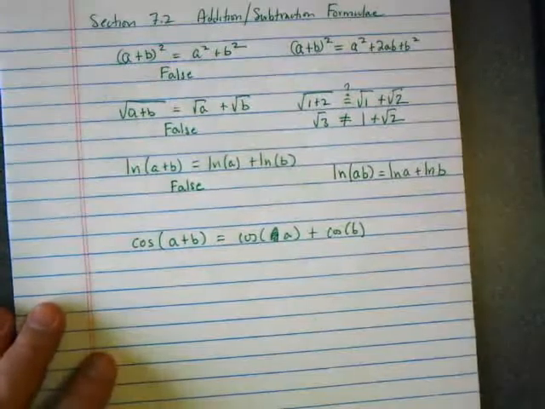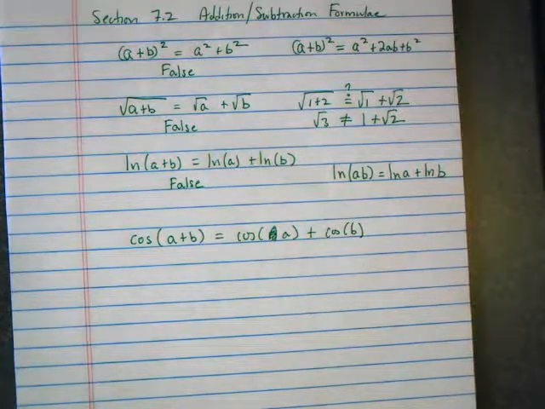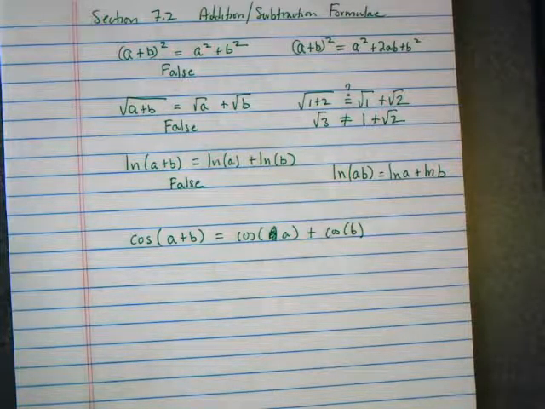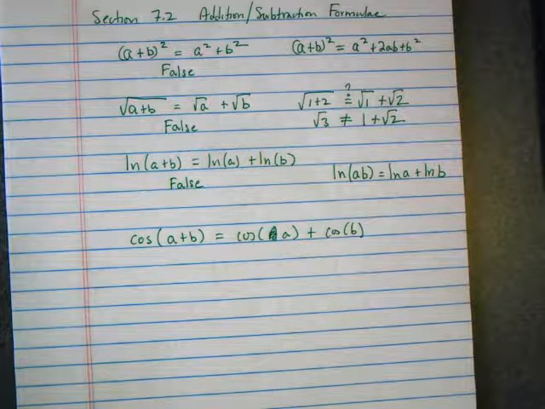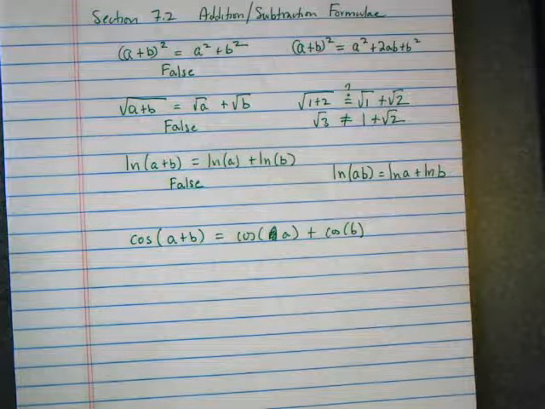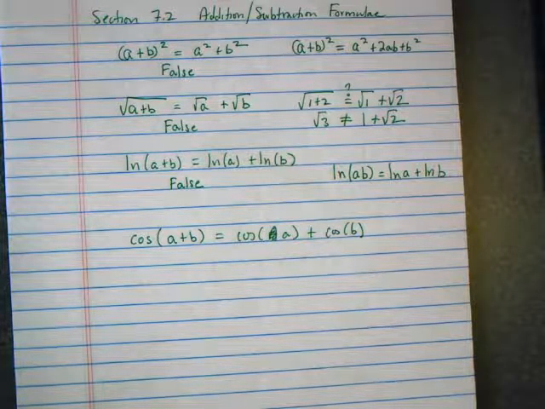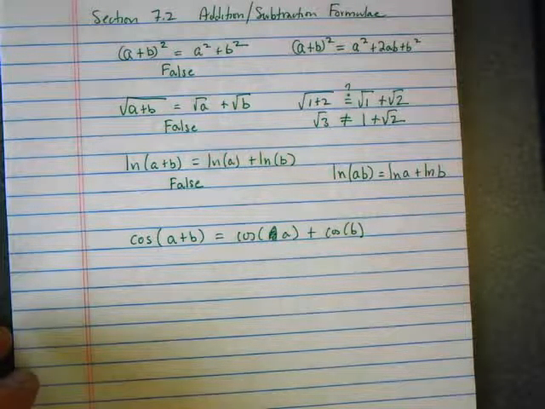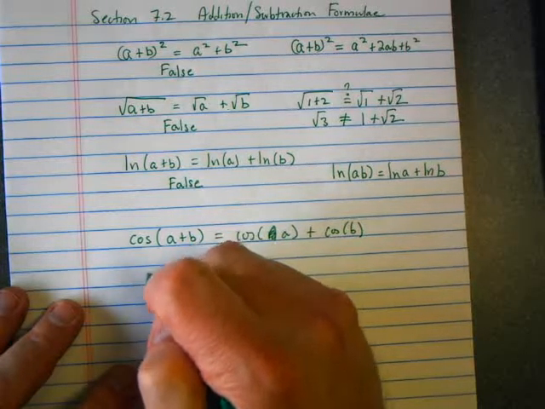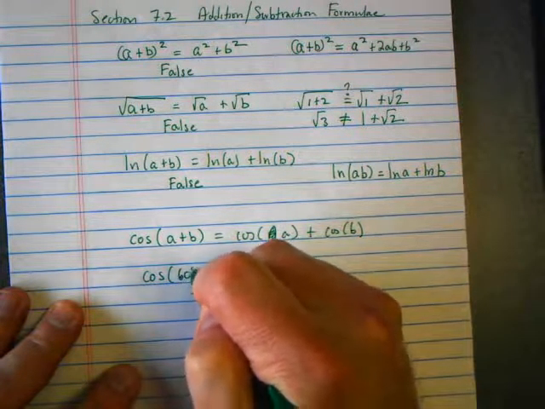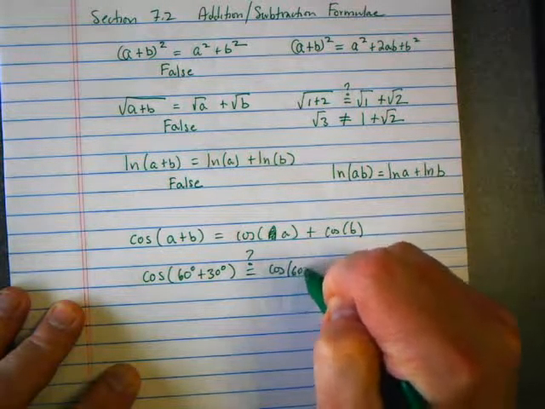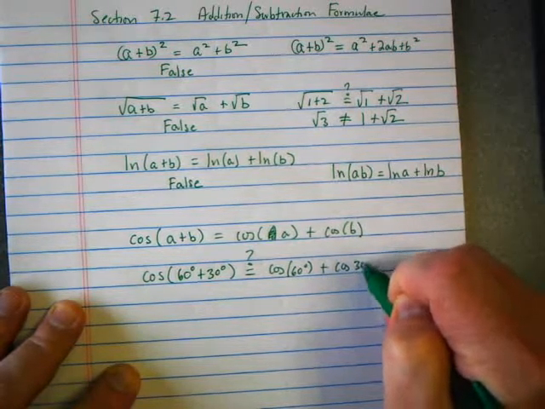True or false? Cosine of (A plus B) equals cosine of A plus cosine of B. False. Why false? Well, because everything else has been false, it seems as though this one should be false too, right? Well, let's try it. Give me two angles that you like. 60 and 30 are nice degrees. All right, so cosine of 60 degrees plus 30 degrees, does that equal cosine of 60 degrees plus cosine of 30 degrees?